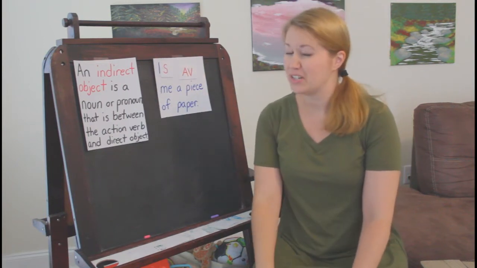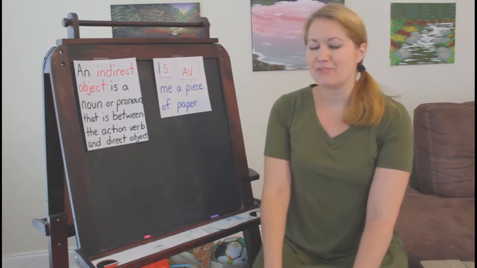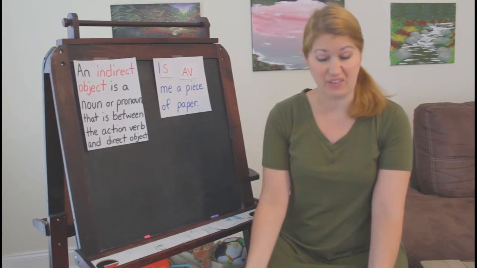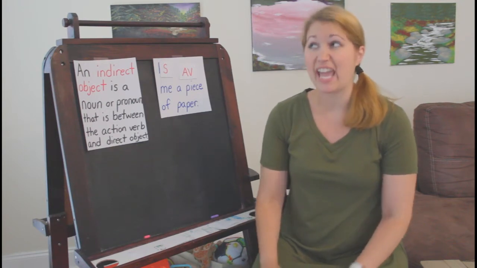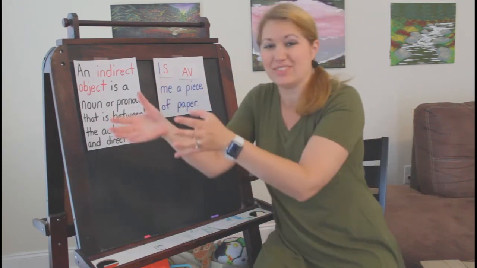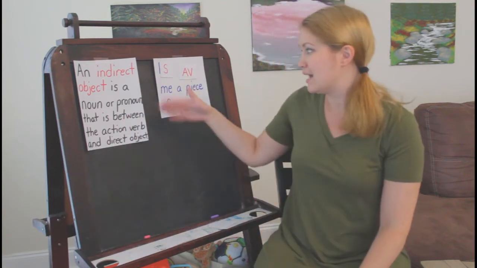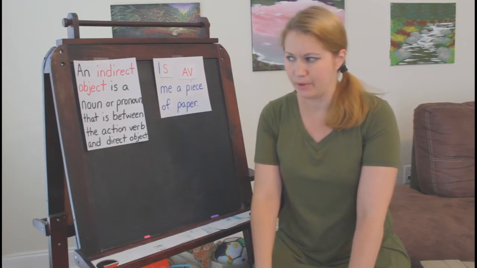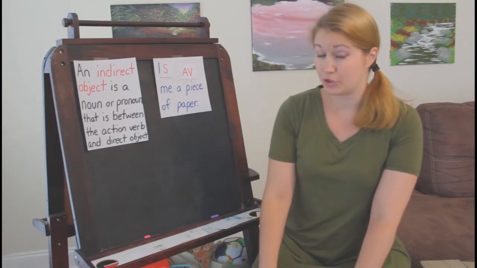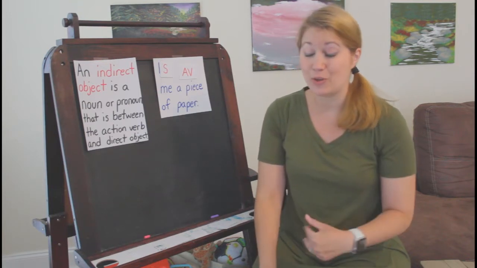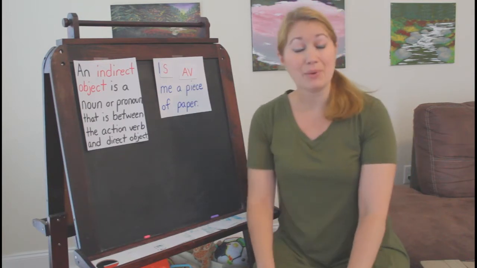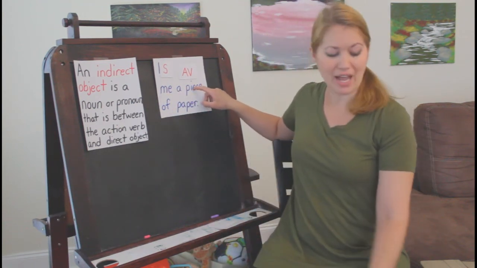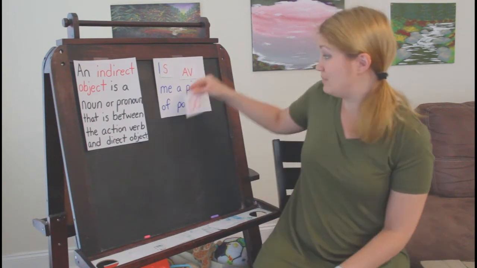Now, this part's kind of tricky. Phil gave me a piece of paper. What is Phil giving? Phil gave me. Did he pick me up again? No, he didn't. So it's not me. Now it's going to sound kind of tricky because you want to say Phil gave paper. But that's not really what the sentence says. The sentence says he gave a piece. A piece is your direct object here.